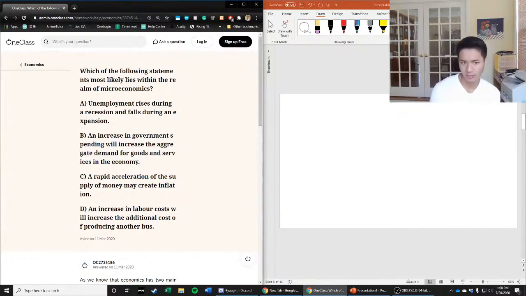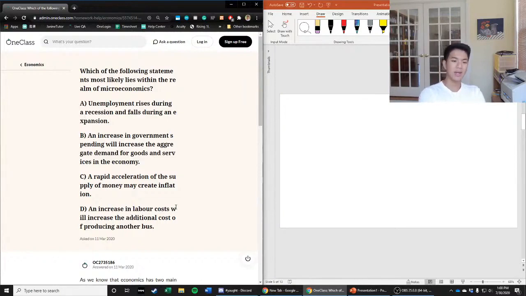First, talking about unemployment during recession and expansion, that's going to be on the macro level. That's talking about the overall economy. B says the increase in government spending increases demand for goods and services. Again, aggregate spending means spending in the entire country, a very macro concept. C says a rapid acceleration of the supply of money may create inflation. Again, that's talking about the money supply for the country. It's talking about the availability of money in currency at a very large scale, and so it's still macro.